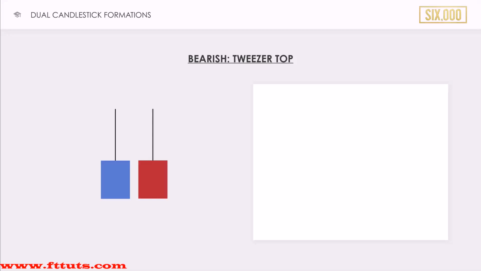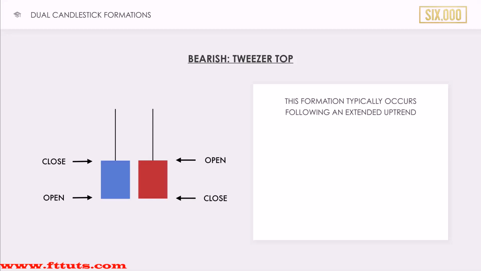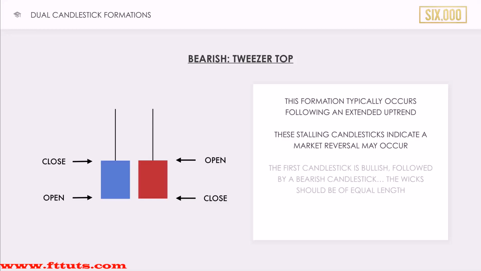This is a bearish tweezer top. So we had a tweezer bottom, now we've got a tweezer top. This is typically found at the top of an uptrend. Again, we have a bullish candlestick followed by a bearish candlestick, and this formation typically occurs following an extended uptrend. These stalling candlesticks indicate a market reversal may occur, so these are key formations to pay attention to when you're trading.